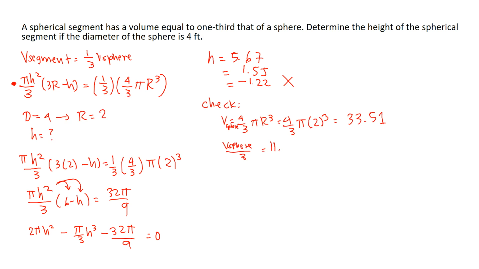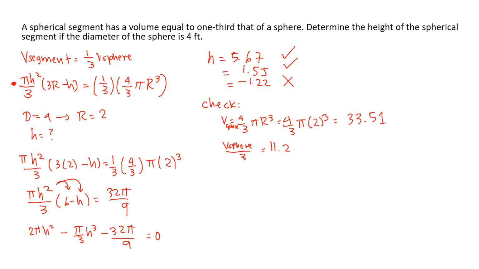11.2 is 1/3 of the volume of the sphere. Meaning to say, we have two options, right? Height 5.67 or 1.55. Solve for both. Solve the segment with a height of 5.67 and check if the volume is 11.2. If yes, that's the answer. If not, check 1.55.